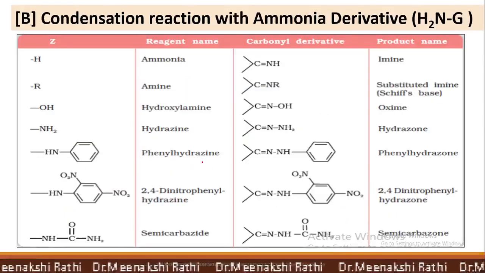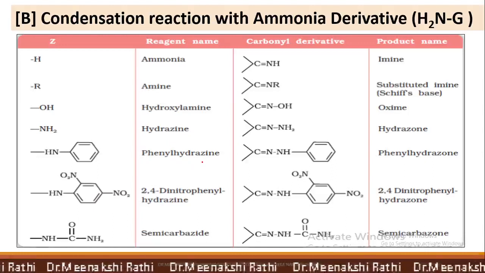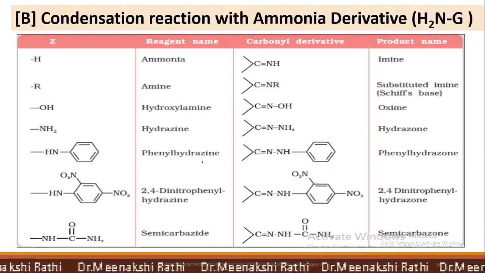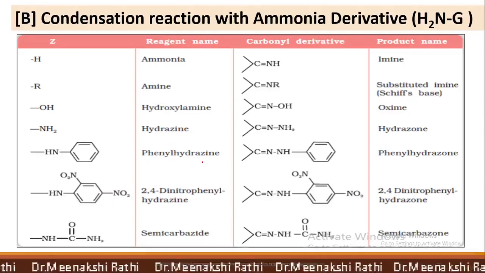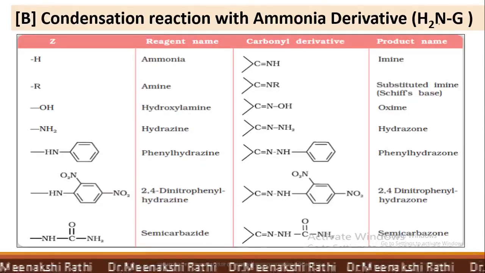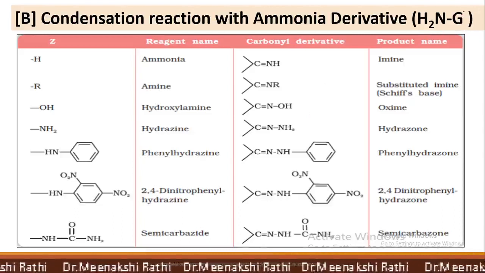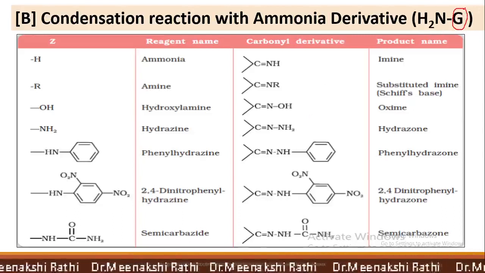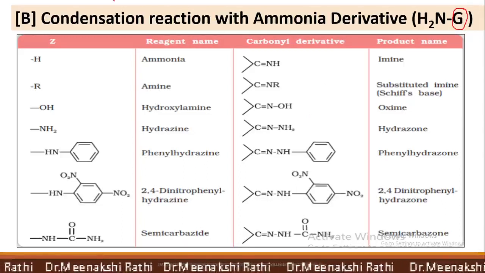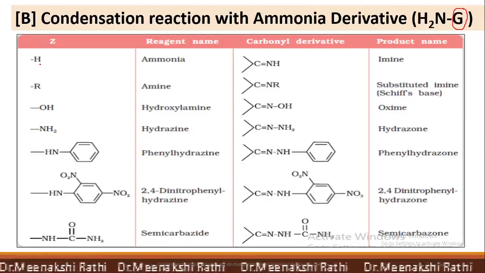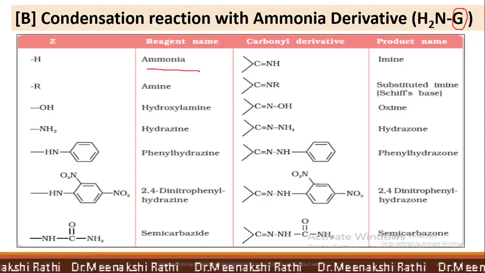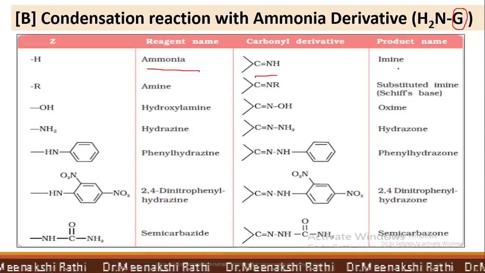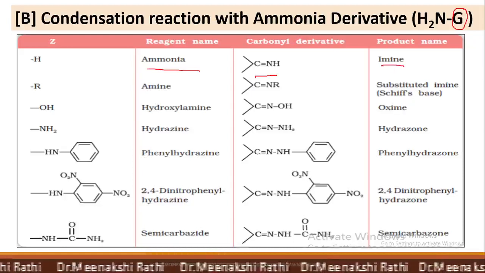So in this way, aldehyde and ketone undergo condensation reaction with various ammonia derivatives. Ammonia derivatives are symbolically written as NH2G, where G are the various groups, or we can take Z here. When Z is H, then it is ammonia. So such type of carbonyl derivative is formed, which is known as imine.